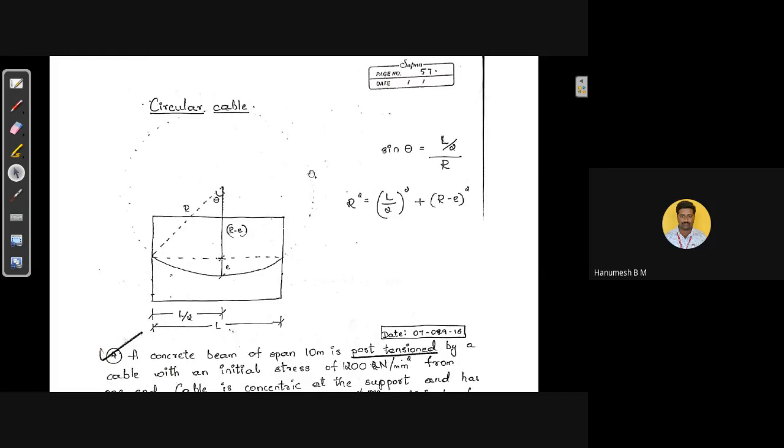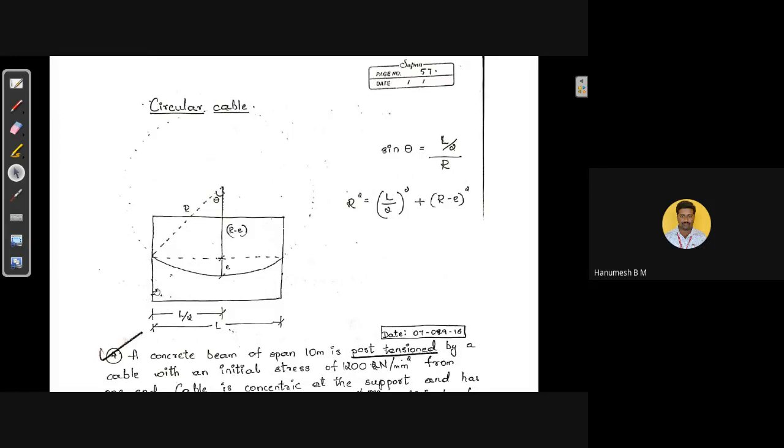In the last class, we discussed the different parameters governing the cable profiles, that is alpha, theta, and x values. If the jacking is from one end, or from both ends, what will be the value of theta, alpha, and x distance we have calculated, for the parabolic cable profile as well as the linearly bent cable. Now in this class, we shall discuss some of the parameters related to frictional losses and anchorage slip losses. First we shall take up the circular cable profile.